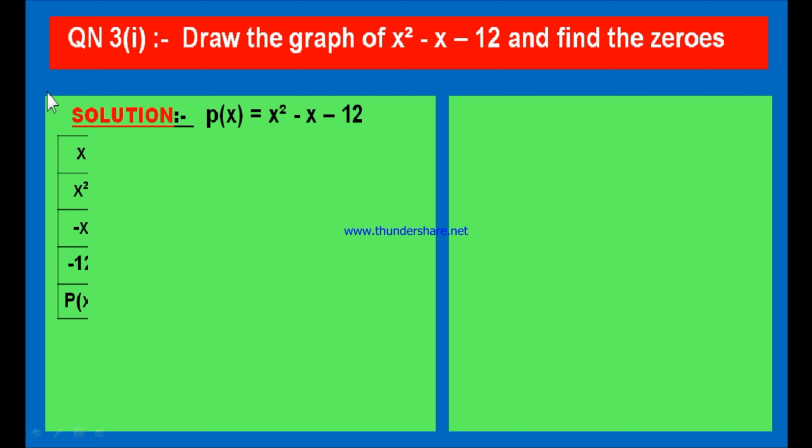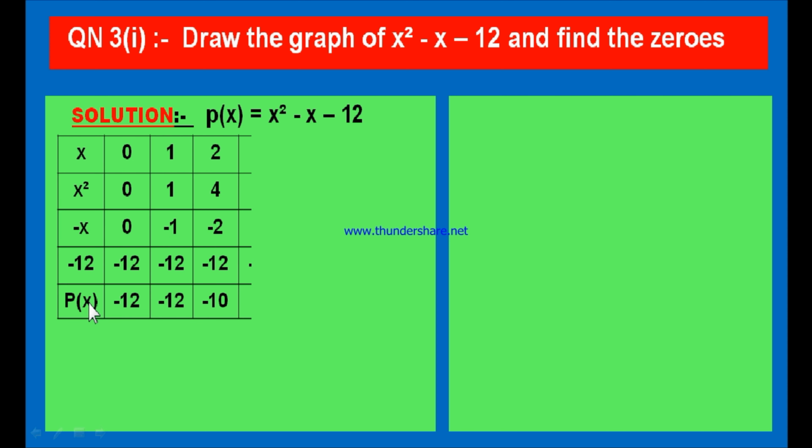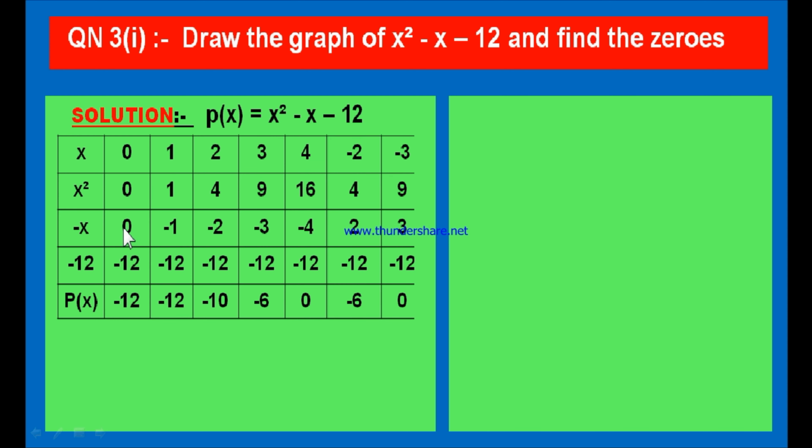Now here is the table. Look at this table. First of all x value, next x square value, next minus x value, next minus 12 value. If we add these three values, you will get p of x. First of all, let us consider x is equal to 0. If x is equal to 0, then x square means 0 square, 0 into 0 is 0. Minus x, minus 0 is again 0. And minus 12 is a constant number. It cannot be changed. Now add these three values. 0 plus 0 minus 12 is minus 12. Therefore, the first point is (0, minus 12).